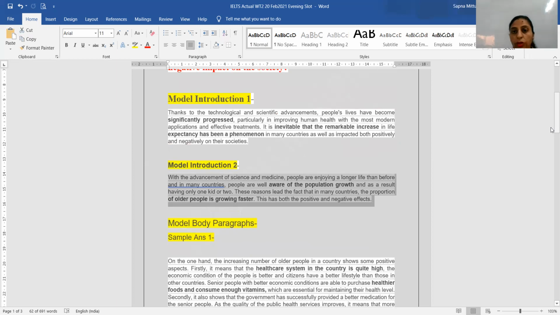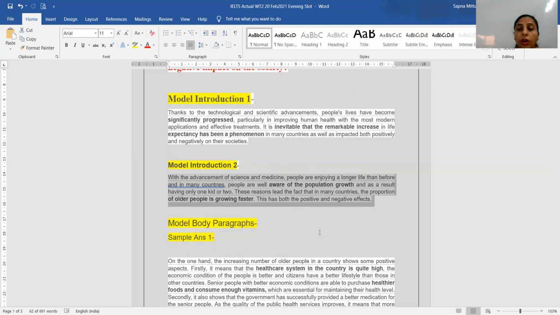So the population growth word is here, and as a result, these reasons lead to the fact that in many countries the proportion is growing faster, right? There it was written steadily increasing. Here it is making the older people growing faster. So you can also change the word here, and this has both a positive and a negative effect. Whether you want to write effect or consequences, you can change the word according to your feasibility.